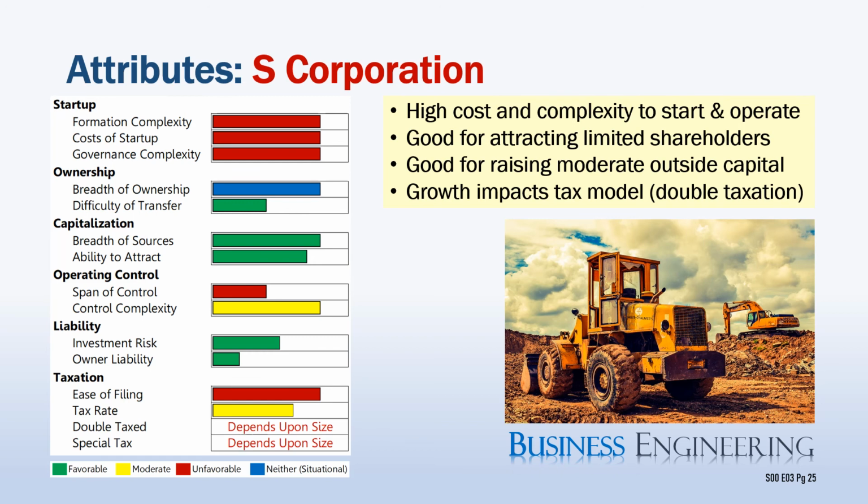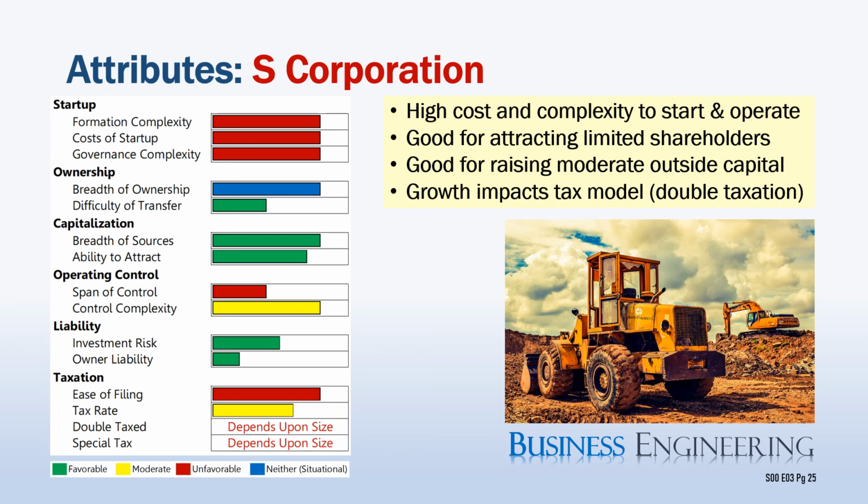Transfer of ownership may come by privately traded shares or negotiated agreements of an asset exchange. An S corporation is generally not publicly traded. Capitalization is moderate. An S corporation is a good vehicle for attracting an appropriate number of limited shareholders. The ability to attract or secure outside capital is moderate. The corporation may secure loans from banks and/or other institutions.